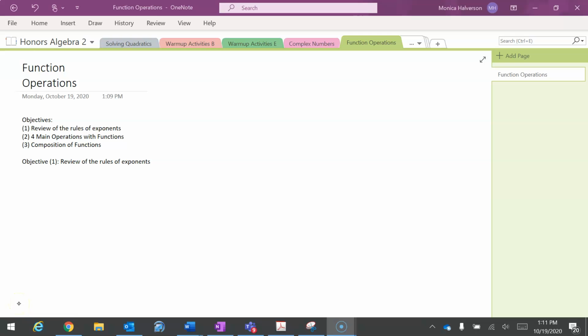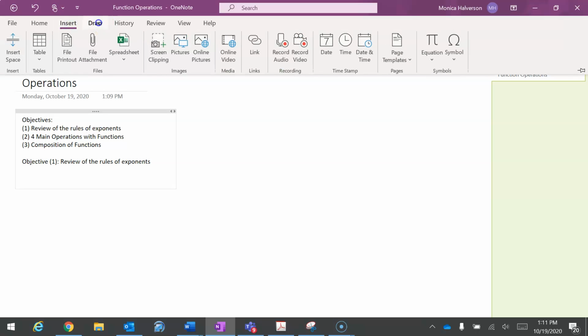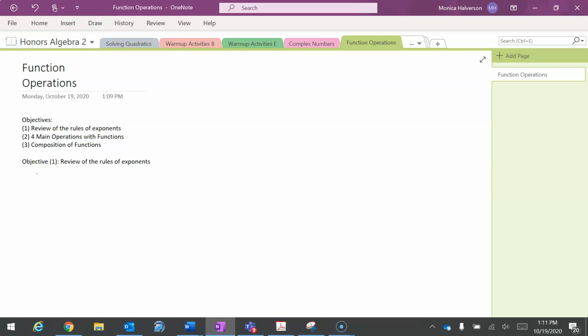Hello, everybody. Today, we are going to focus on what kind of operations can be done with functions. Before we actually do that, I'd like us to review some of the rules of exponents to ensure that we do these operations correctly. So we need to look at the three major rules of exponents.